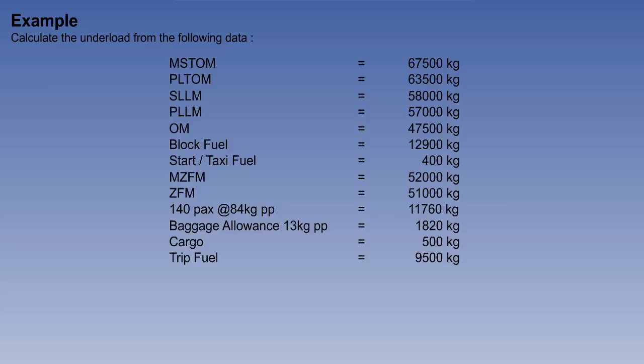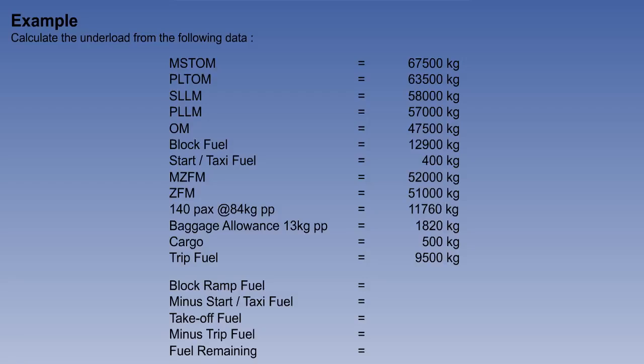Let us now work through a complete example of calculating the underload using the formula method given all the relevant data. A table of all the necessary data is shown on screen. To make it easy, we will do this in 3 steps. Step 1 will be the golden rule of working out the fuel state, followed by Step 2, the limiting traffic load, which includes the dry operating mass, and finally, Step 3, the underload.